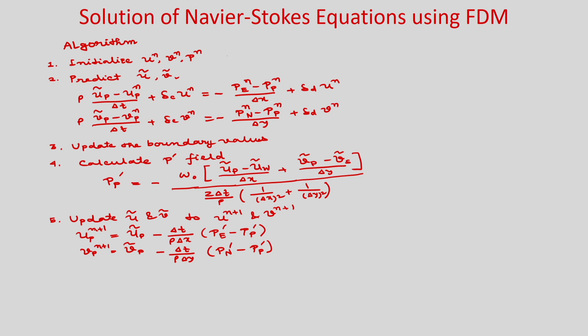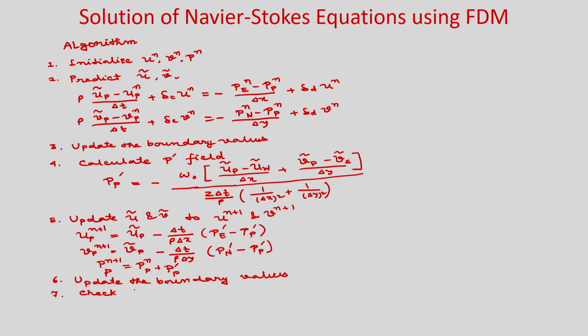And also u tilde you have already solved. So, you update the velocities at n plus 1, and if you want to find p^(n+1), that you can also do: p_P^(n+1) is equal to p_P^n plus p prime. Okay. So, once you know this, you again update the boundary values.